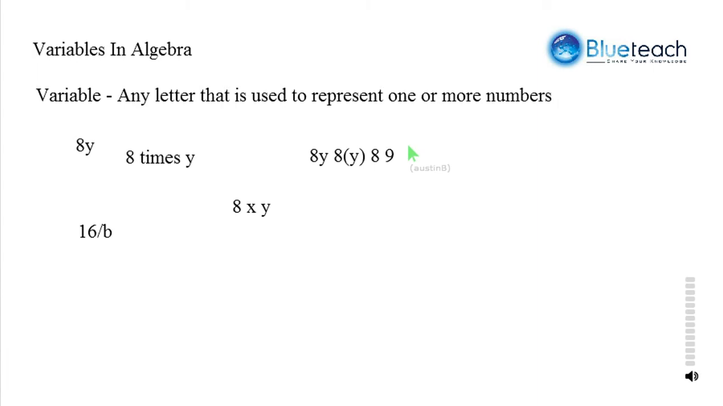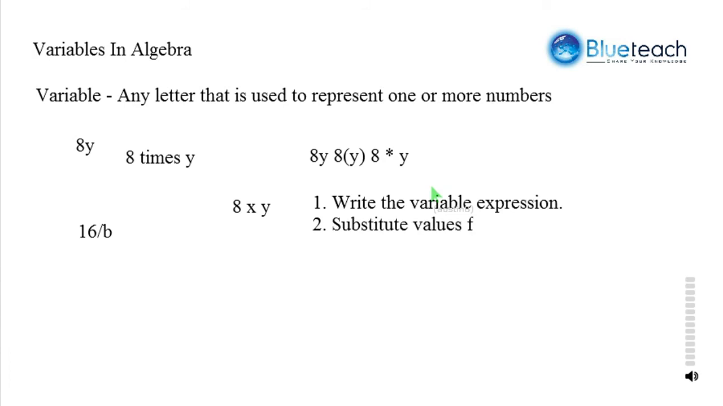Now, replacing each variable in an expression by a number is called evaluating the expression, and the resulting number is the value of that expression. We have three particular steps in the way that we evaluate a variable expression. Our first step is to write the variable expression. Then we substitute our values for variables. And finally, we simplify the numerical expression. That is all you do for evaluating the expression.